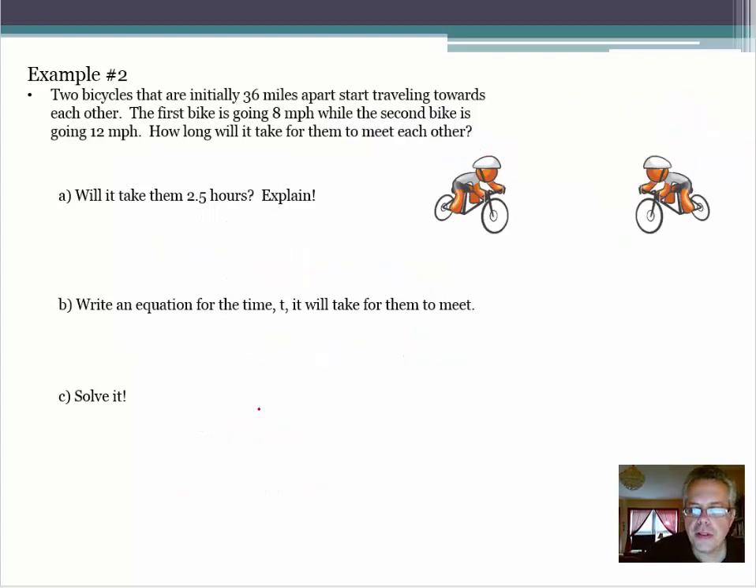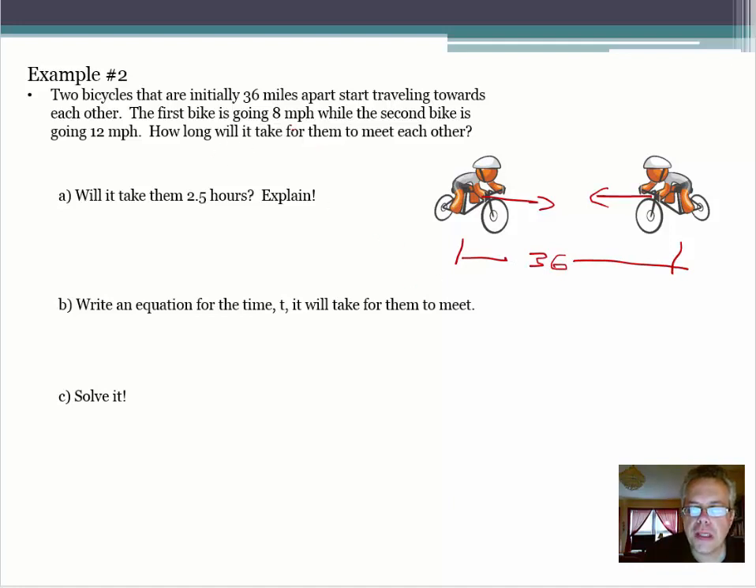Second example is going to end up being very similar. Even though they're traveling towards each other, the fact is still the same. Their combined distance is what we're after. So this guy's traveling to the right, and this one's traveling to the left. Okay, it says two bicycles are initially 36 miles apart. So they're originally 36 miles that way.